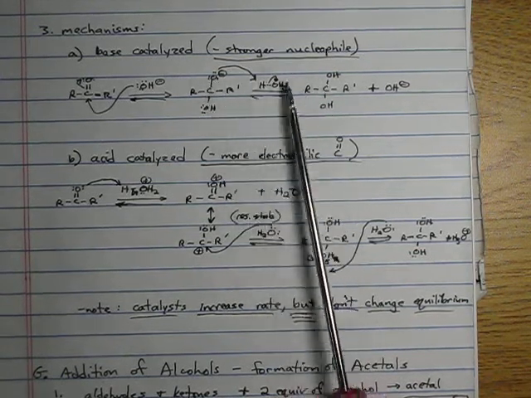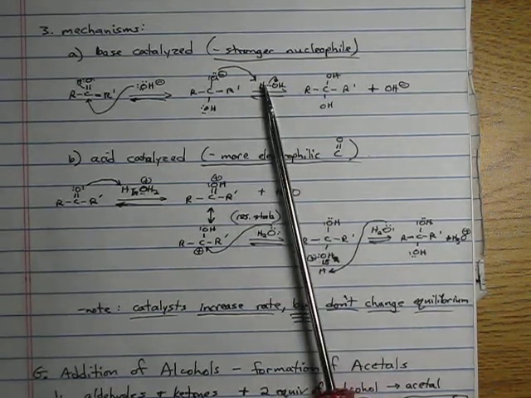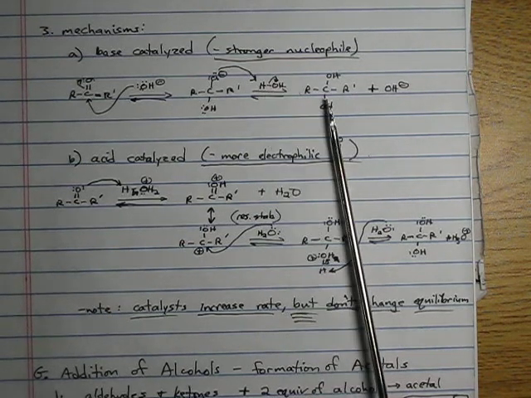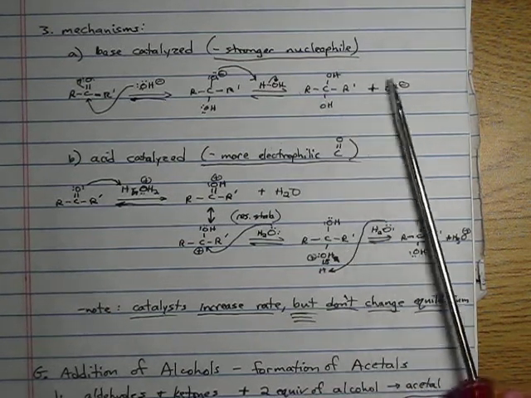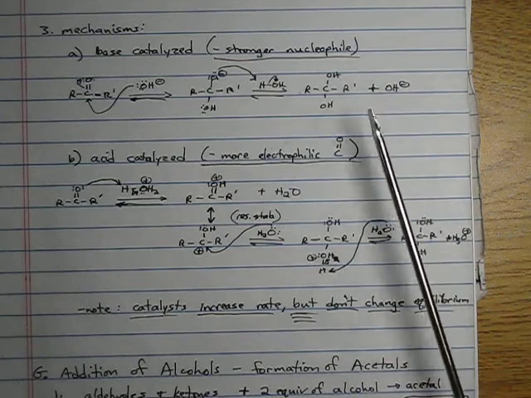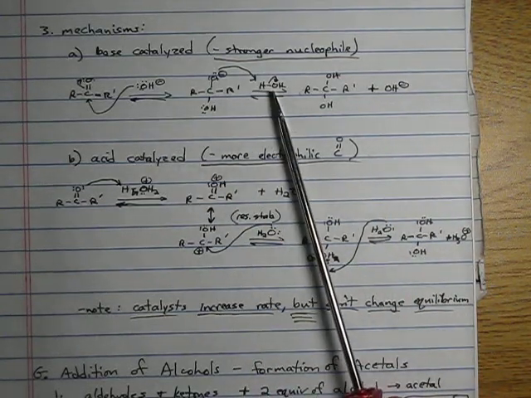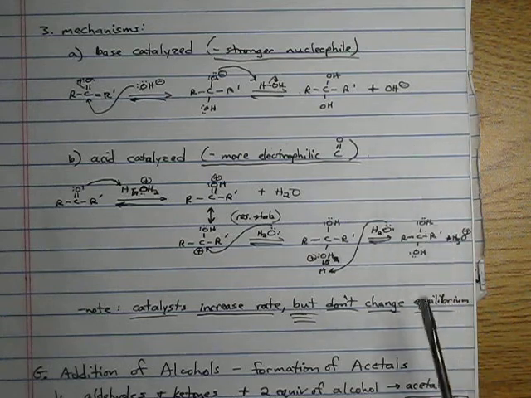And then we have some water around. We get a protonation reaction. And there's our gem diol. And we get our OH minus back again. Yay, catalyst. OH minus added water, got OH minus back.